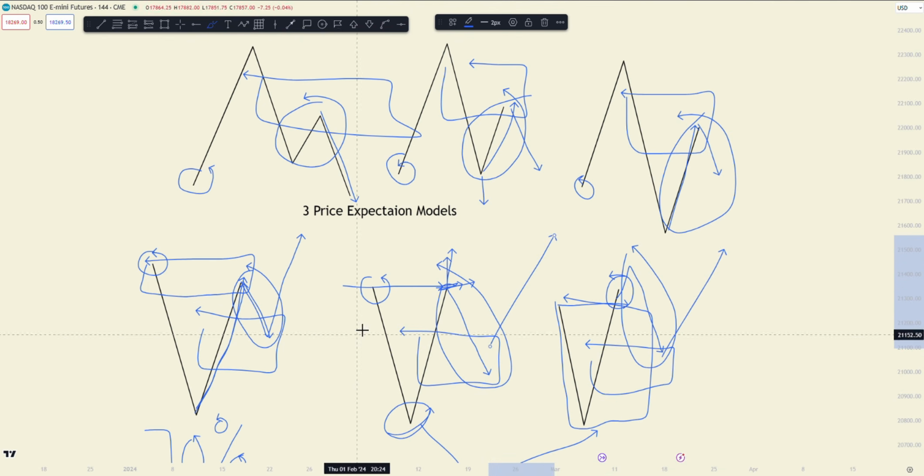So now we know the next two moves in these price expectations. And if I know the next two moves in the price expectations, I can get involved in a lot of trades. So this is what I'm always thinking about while I'm trading, is these models that present themselves over and over and over again. So let's look at a few examples.